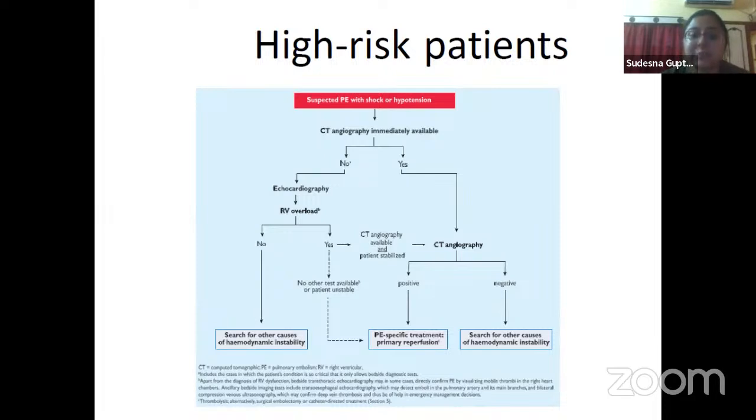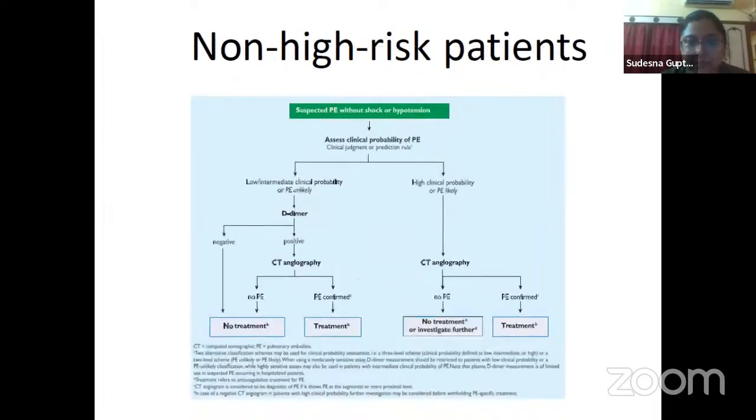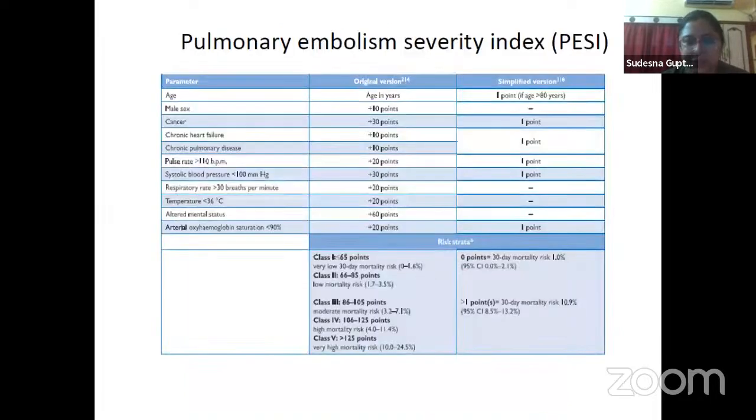If my patient has PE with shock and hypotension, that is one pathway. If my patient is without shock or hypotension, but I am suspecting a PE, then I have the utility of D-dimers, which, if positive, I should go ahead with CT angio if available and confirm. Otherwise, if PE is likely, I can go straight ahead to the CT angio.